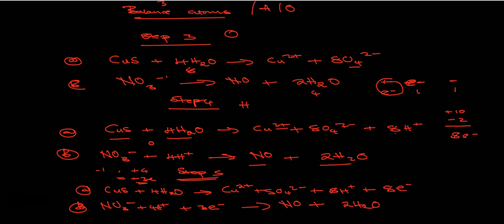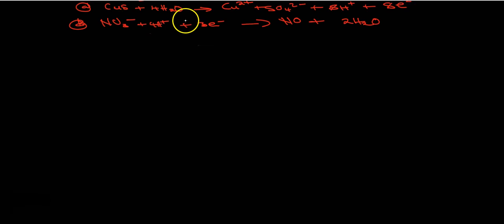Our next step, step 6, is to balance electrons. You need to follow these things, guys. It's nothing difficult here. It's only following things step by step. So what we are doing now is our step 6. You balance electrons. So how do we balance electrons?